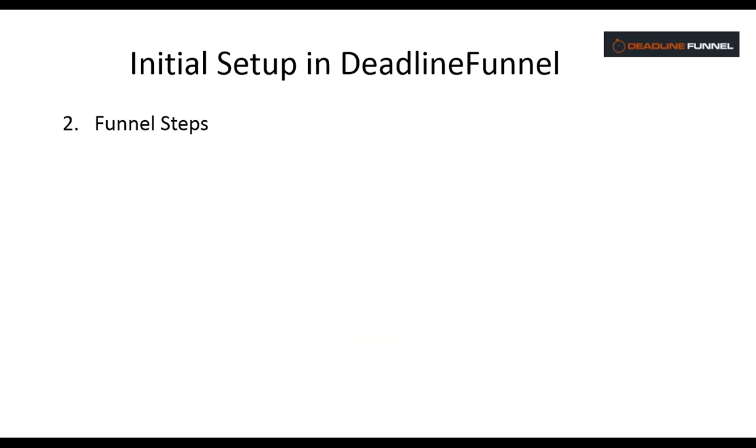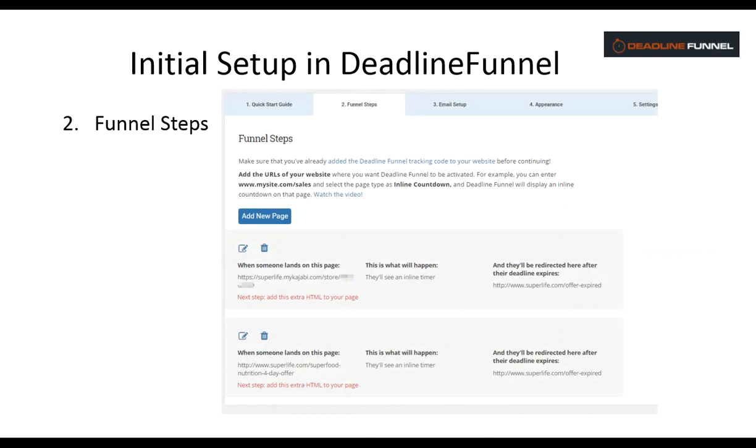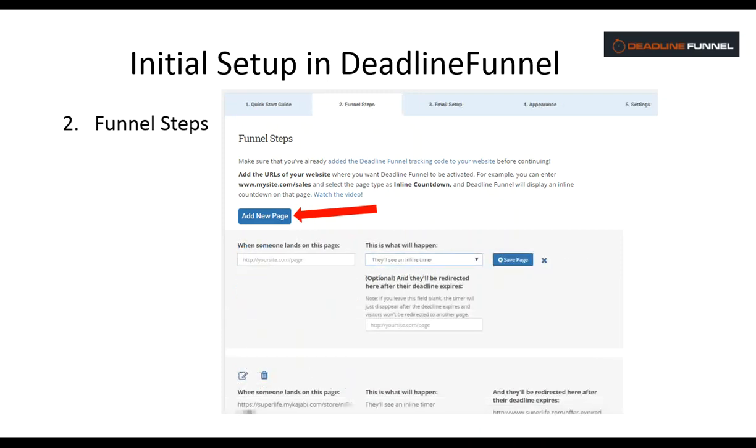Step 2, setting up your funnel steps. So you want to add the URLs of any pages in the funnels where you're going to want the timer to be activated. To add a new page, just click on that button, right? And follow simple directions to add a page.